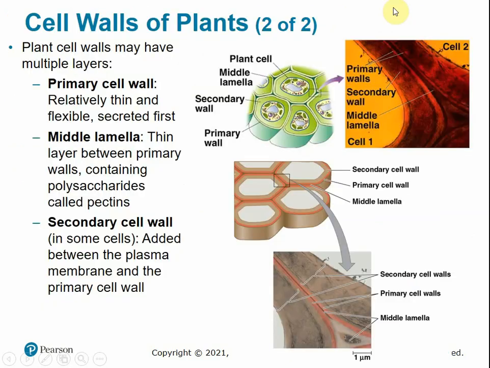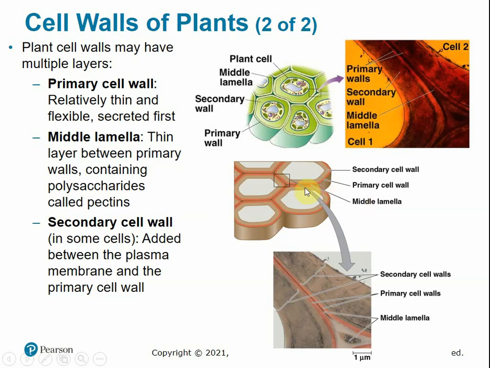So plant cell walls may have multiple layers. So the primary cell wall is going to be the outermost region of the cell wall. It's relatively thin and flexible, so just that thin outer layer. As we go deeper into the cell, the secondary cell wall is going to be what's between the plasma membrane and the primary cell wall. Right? So it's this thicker portion of the wall.